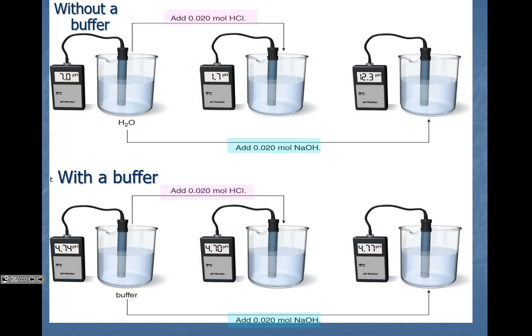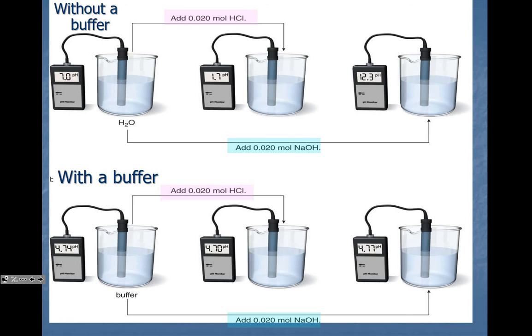So this is what a non-buffered solution would look like. Here I have water. And if I add acid to the one in the middle, it's going to force the pH down. It'll go down. There's nothing in there to stop it. If I add base, like I do on the third one, it would go high.